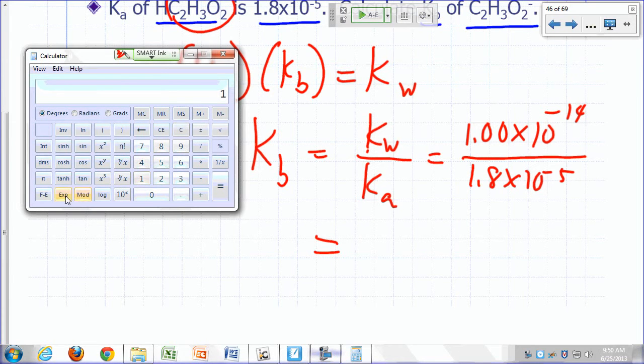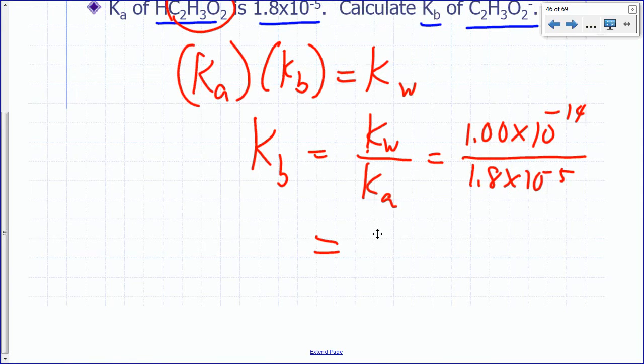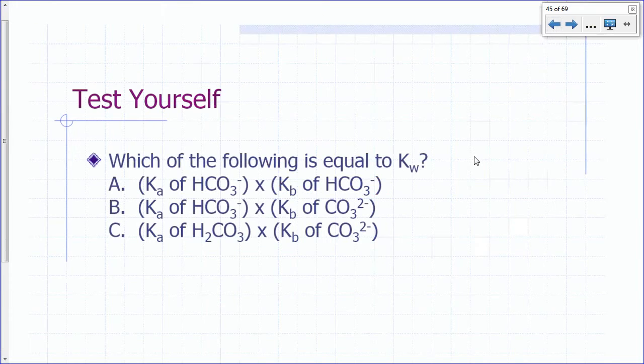1 times 10 to the negative 14 divided by 1.8 times 10 to the negative 5. That's 5.55 times 10 to the negative 10. It's 2 sig figs, so 5.6 times 10 to the negative 10. Okay? Got it? Okay. So here's a clicker question.